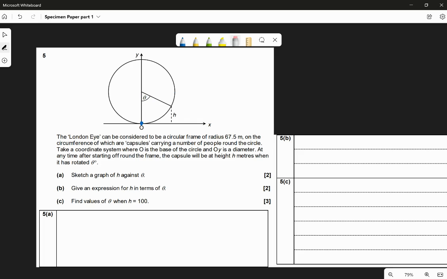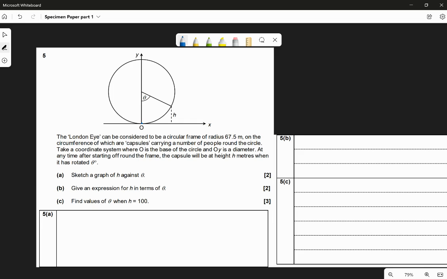Sketch a graph of h against theta. Usually we sketch a graph of y against x, so the y-axis and the x-axis. Here we're doing a graph of h against theta. So h is our vertical axis and theta is our horizontal axis. Theta will go between 0 all the way around to 360 degrees. So I'm going to be doing my x-axis, in effect, as my theta axis between 0 and 360. And h is going to be the height of the capsule above the ground.